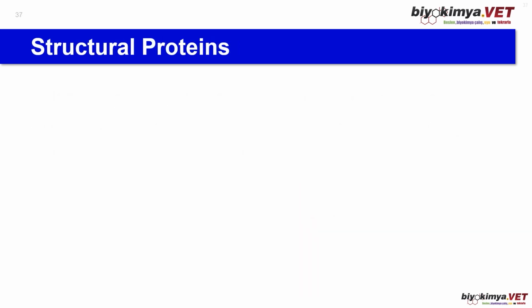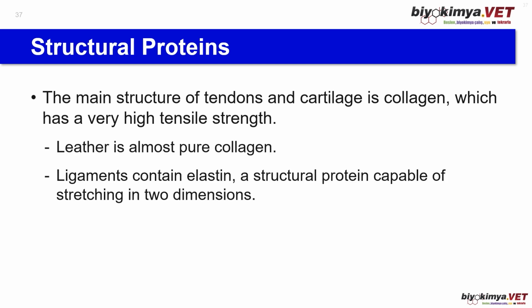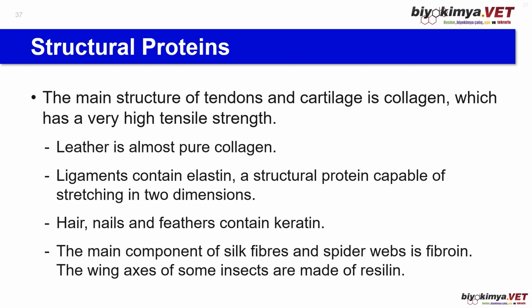Structural proteins. The main structural protein of tendons and cartilage is collagen, which has a very high tensile strength. Leather is almost pure collagen. Ligaments contain elastin, another structural protein capable of stretching in 2 dimensions. Hairs, nails, and feathers contain the other structural protein, keratin. The main component of silk fibers and spider webs is fibroin, another structural protein. The wing hinges of some insects are made of resilin.